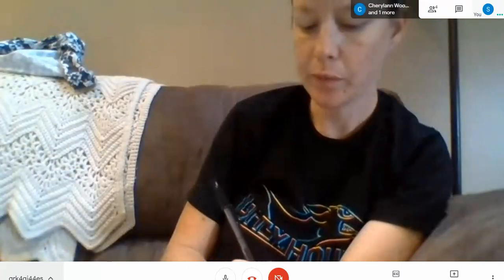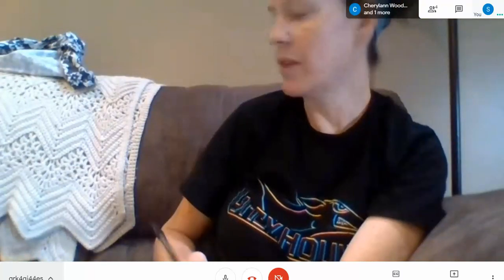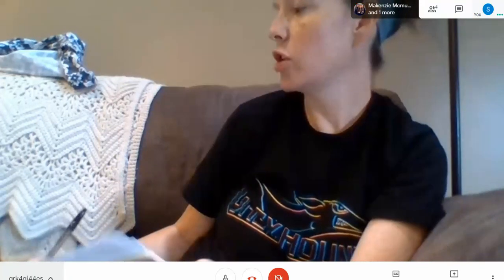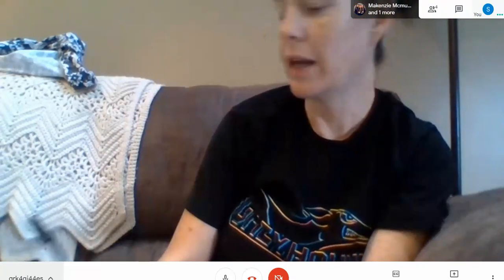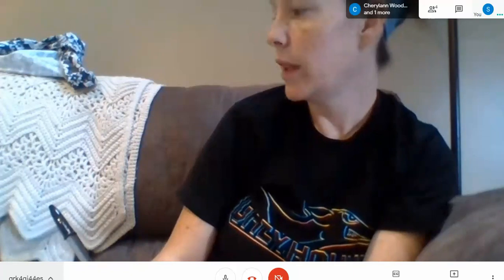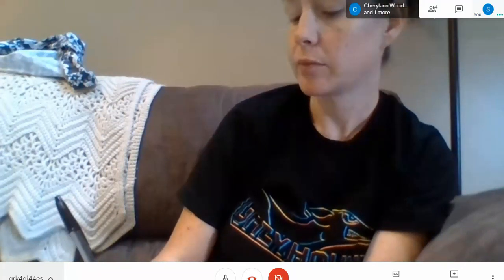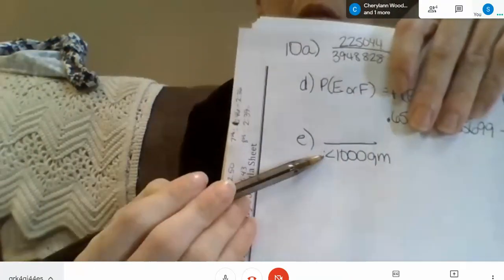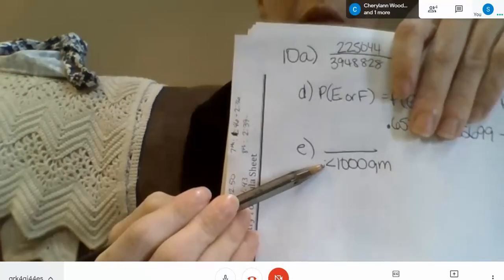Yes. All right, so E, these are getting into the conditional probabilities. So the probability of term given you weighed less than 1,000. When there is a condition, that vertical bar, what comes after that vertical bar is the denominator. So the denominator on part E is going to be the number that weighed less than 1,000 grams. We're no longer looking at everybody, just that portion.